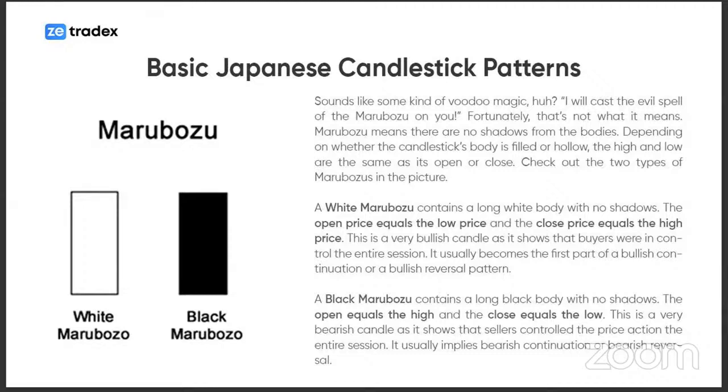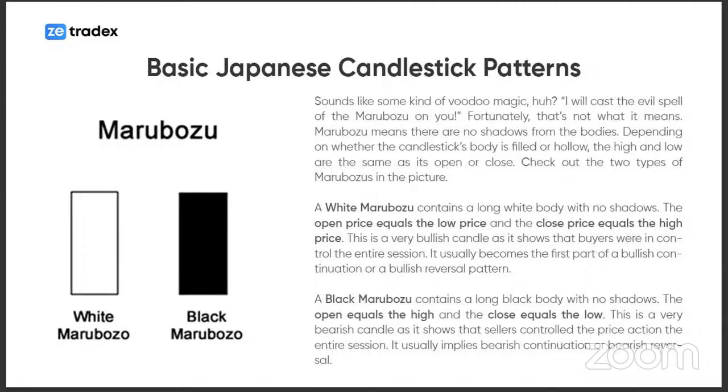Now we have a black Marubozu candle, which contains a long black body with completely no shadows. When I say no shadows, I mean no wicks, and the open equals the high and the close equals the low. This is a very bearish candle as it shows that sellers controlled the price action the entire session. It implies bearish continuation, or bearish reversal in some cases.